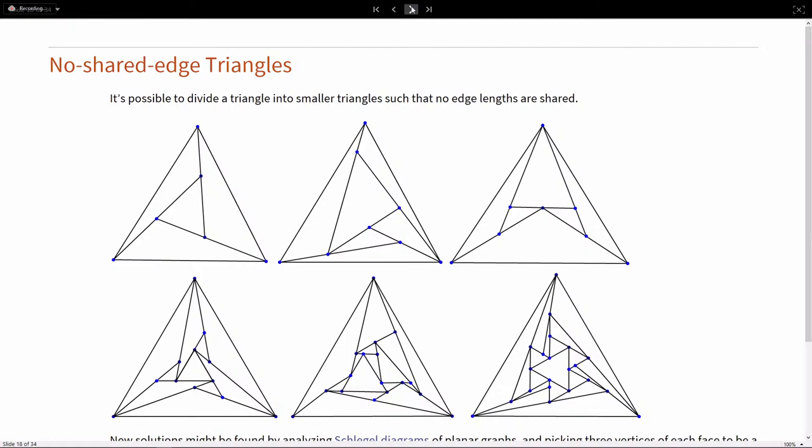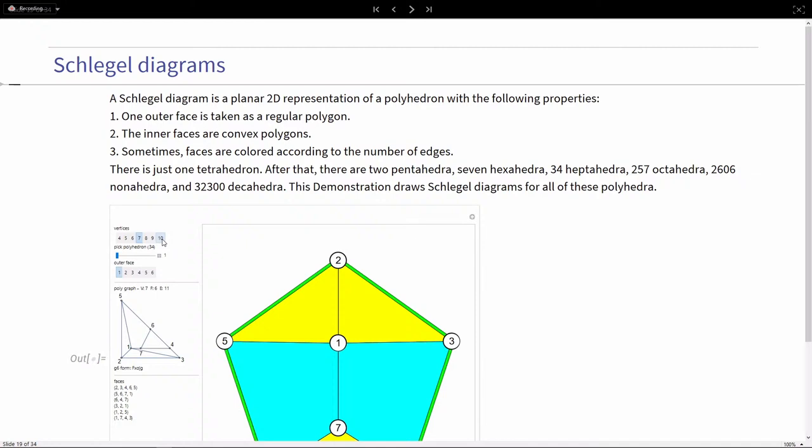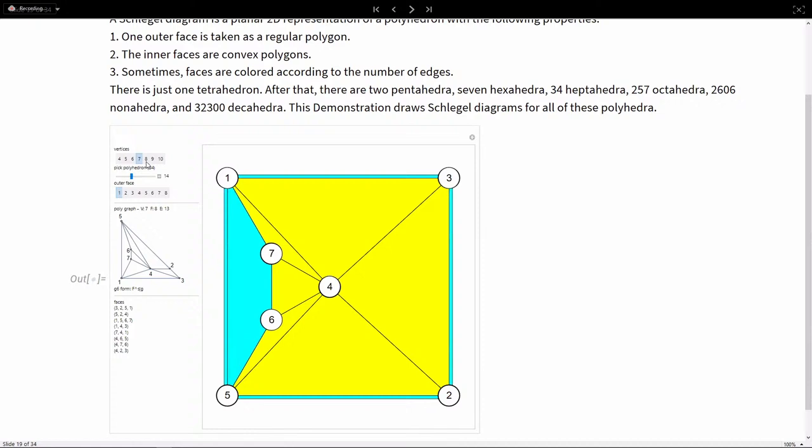And I mentioned Schlegel diagrams, so here's a Wolfram demonstration which has all the planar graphs up to 10 vertices and will make the Schlegel diagram. I'm not sure whether this will actually work. Yes, it does. Good.